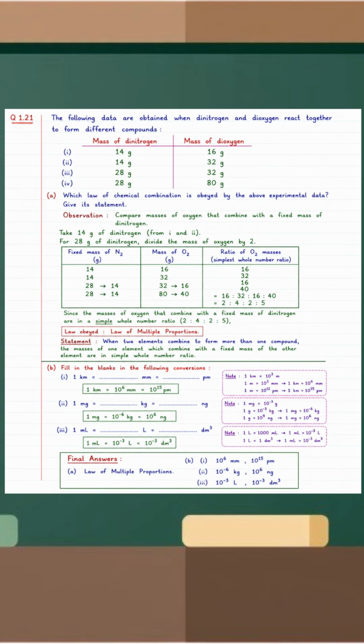1 kilometer equals 10 to the power 6 millimeters and 10 to the power 15 picometers. 1 milligram equals 10 to the power minus 6 kilograms and 10 to the power 6 nanograms. 1 milliliter equals 10 to the power minus 3 liters and 10 to the power minus 3 cubic decimeter.